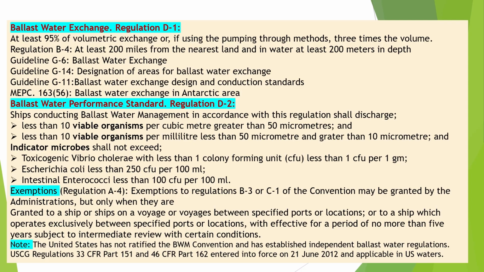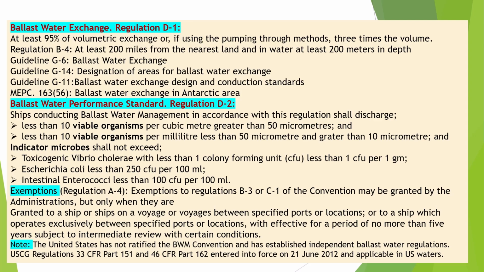Toxicogenic Vibrio cholerae with less than 1 colony forming unit, CFU, per 1 gram. Escherichia coli, less than 250 CFU per 100 milliliters. Intestinal enterococci, less than 100 CFU per 100 milliliters.